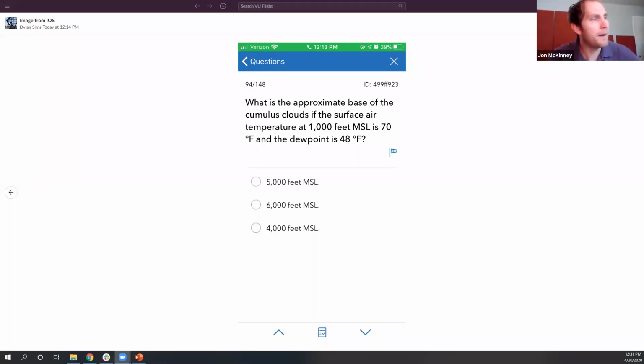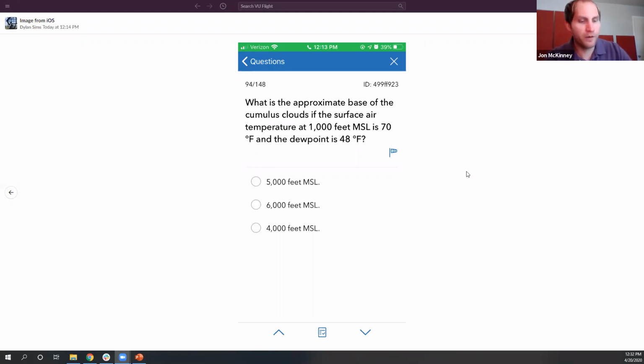So what's the approximate base of the cumulus clouds? So you got to be careful because it's saying cumulus clouds. What is the approximate base of the cumulus clouds if the surface air temperature at 1000 MSL is 70 Fahrenheit and the dew point is 48?